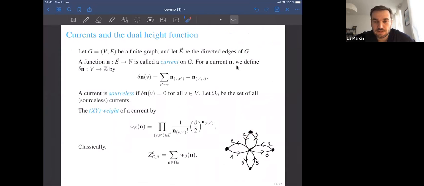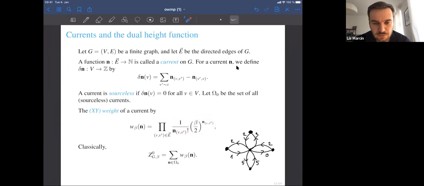And then I say that the current is sourceless at this vertex if the value of the current incoming to the vertex is the same as the current outgoing of the vertex, as is the case in the picture. So these are sourceless currents. And then I define a weight on them, a statistical weight. So just a product over all these directed edges, and then there are these exponential factors, 1/n factorial, beta over 2 to the power of the value of the current.